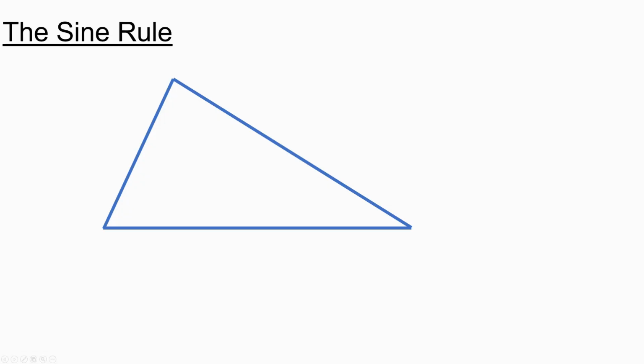The sine rule is a special rule which helps us work out lengths and angles of non-right-angled triangles. So if we look at this triangle here, it's not right-angled, and this is how we label it. Because it's not right-angled, we can't always use opposite, adjacent, hypotenuse.